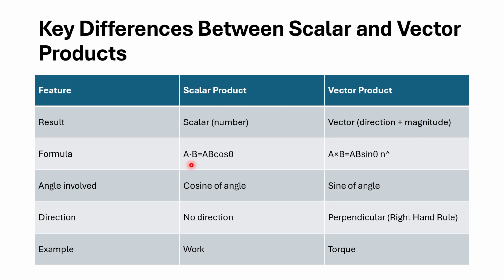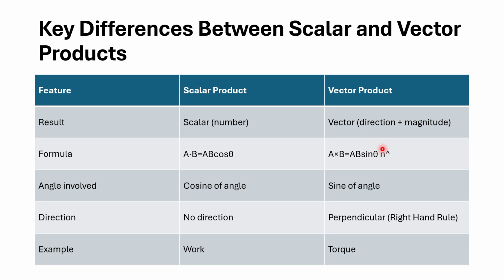Formula: the scalar product is represented with a dot between the vectors. A dot b is equal to the magnitude of a, the magnitude of b, and cos theta. For the vector product, a cross b is equal to the magnitude of a, the magnitude of b, sine theta, with the direction given by a unit vector.